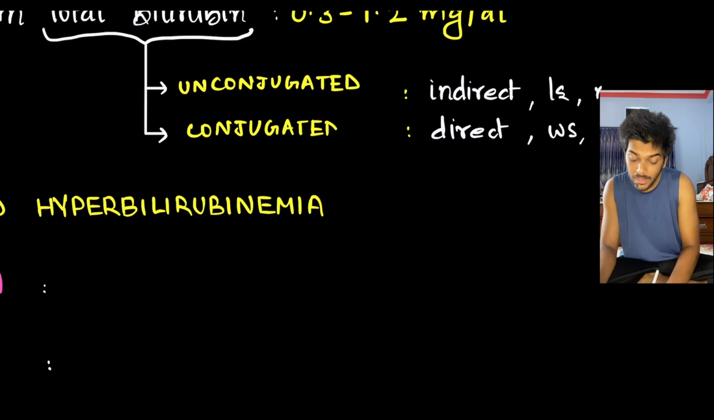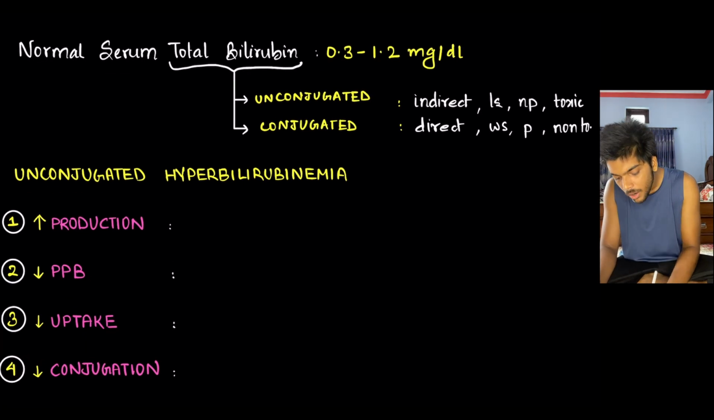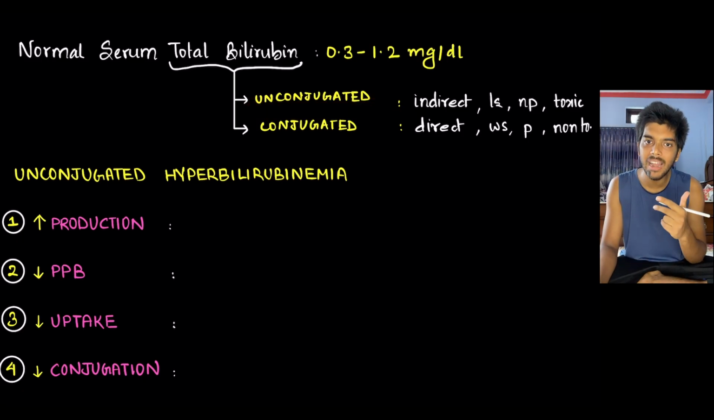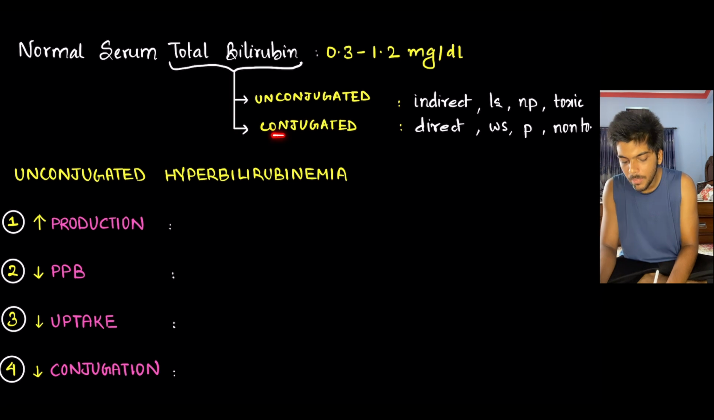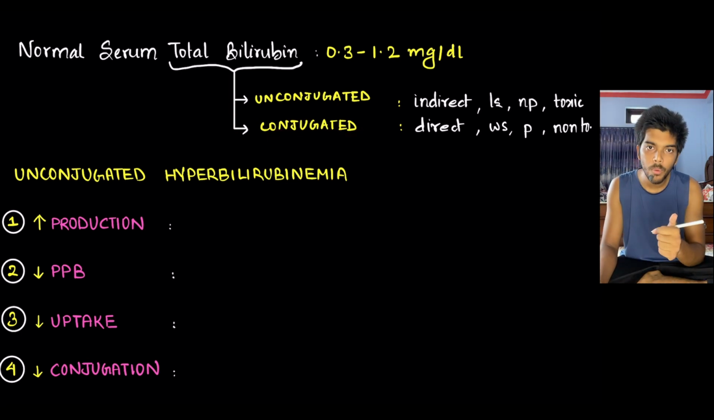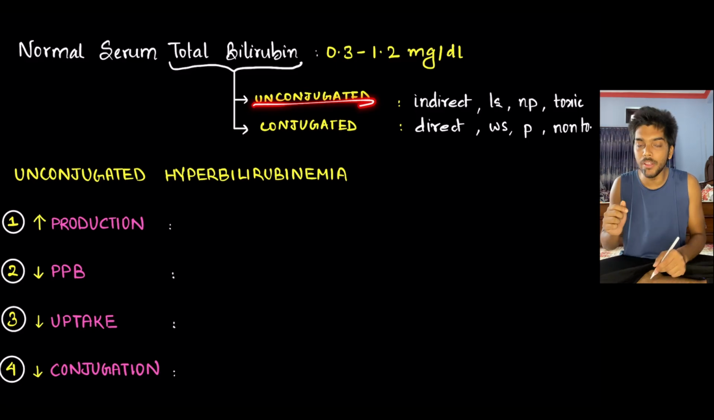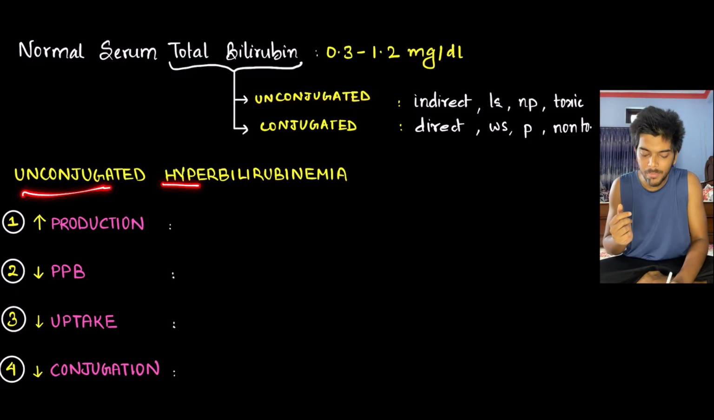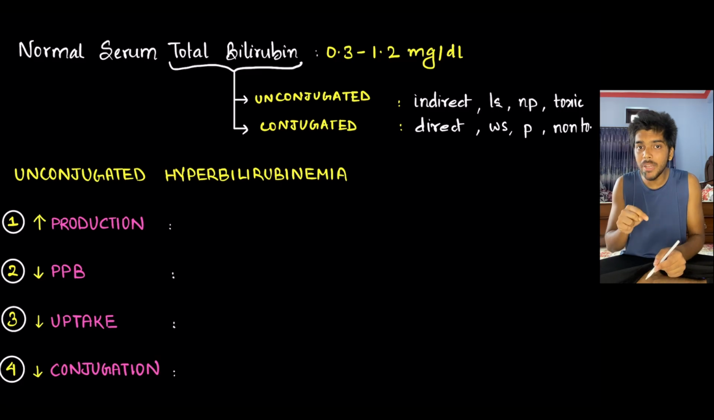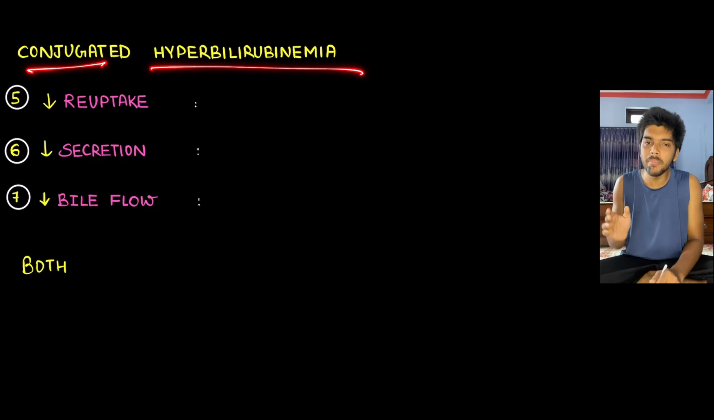bilirubin. And by now you must already know that unconjugated bilirubin is lipid soluble, non-polar and toxic, while conjugated bilirubin is water soluble, polar and non-toxic. See, an increase in the level of bilirubin in blood is called hyperbilirubinemia. If this increase is that of unconjugated bilirubin, then it is unconjugated hyperbilirubinemia. If the increase is that of conjugated bilirubin, then that is conjugated hyperbilirubinemia.